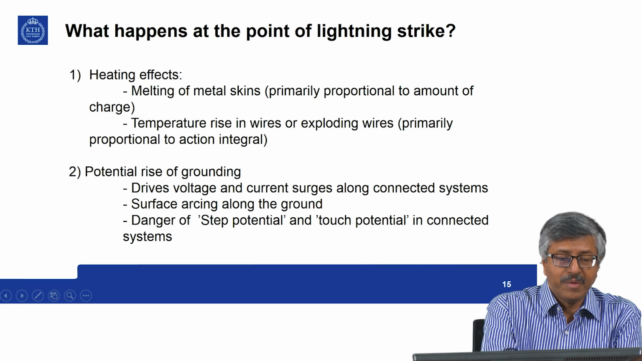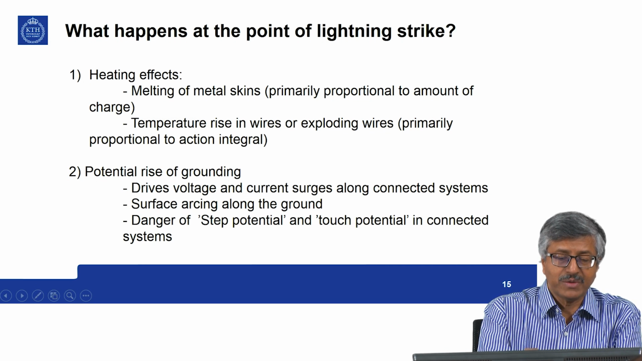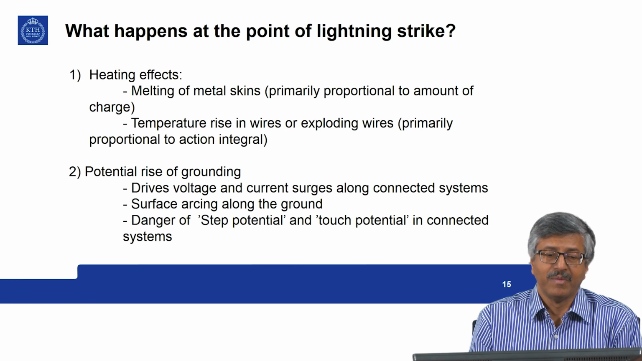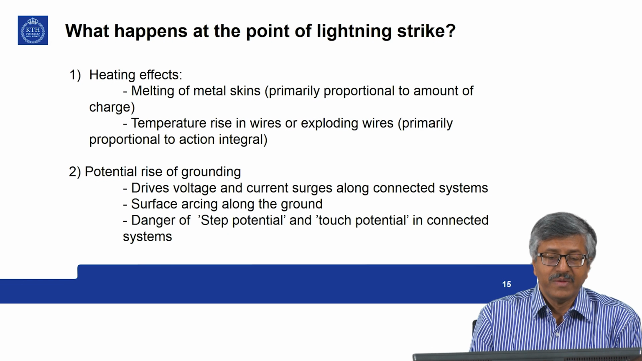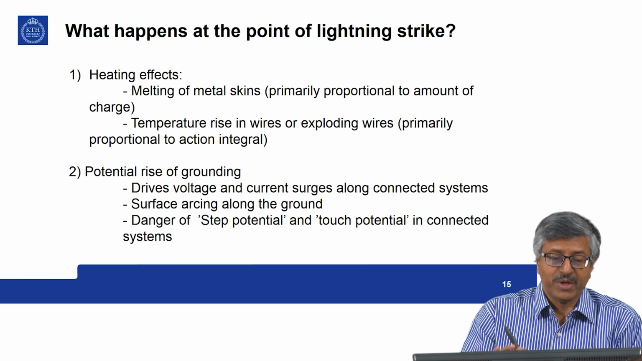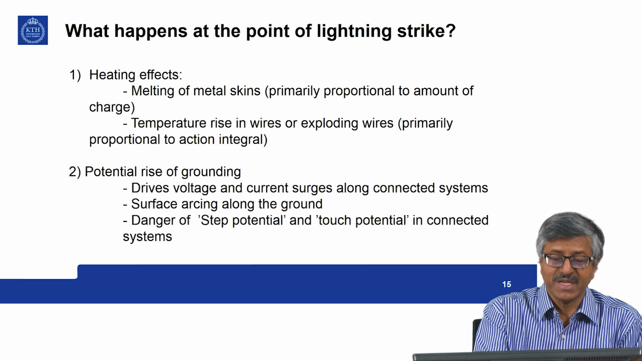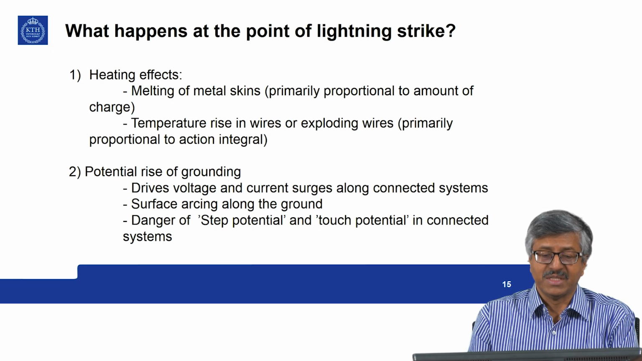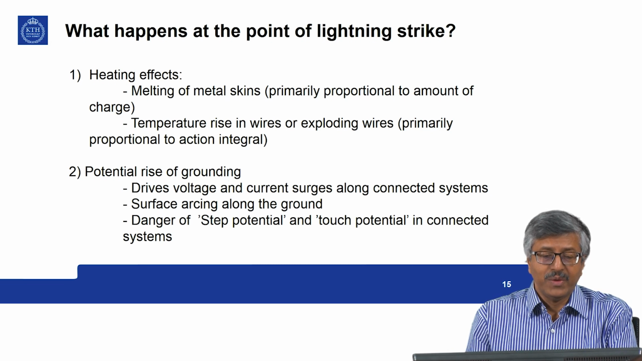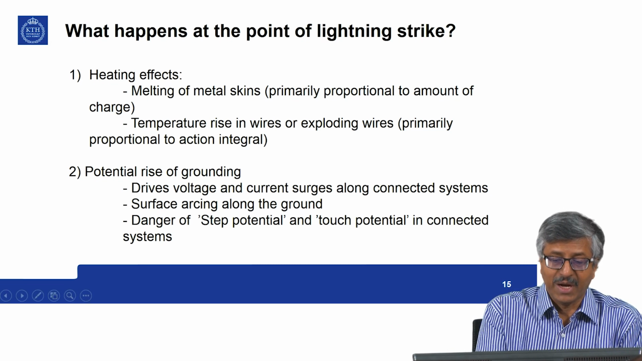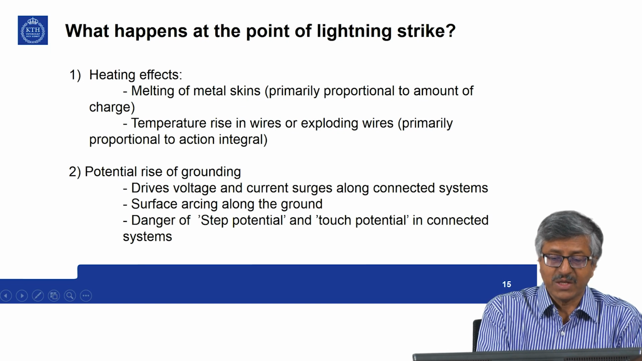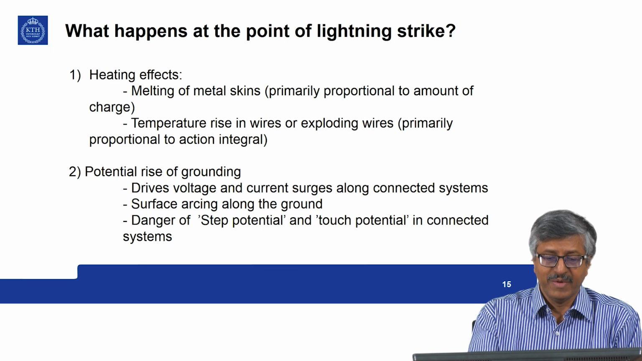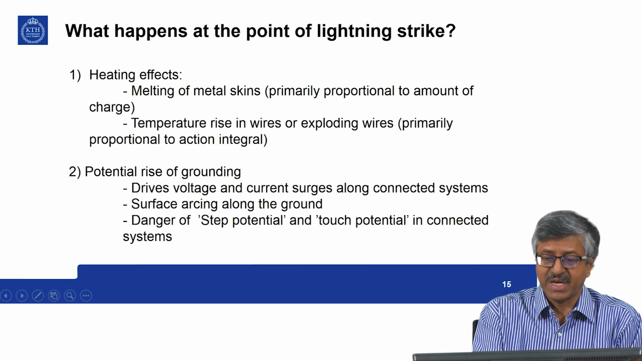Then potential rise of grounding. Since there are large currents and voltages involved, the striking point will rise in potential, and this drives voltage and current surges along any connected system to the other systems. Due to that there can be surface arcing along the ground, and you have danger of step potential and touch potential in the connected system. We will describe what is meant by step potential and touch potential.